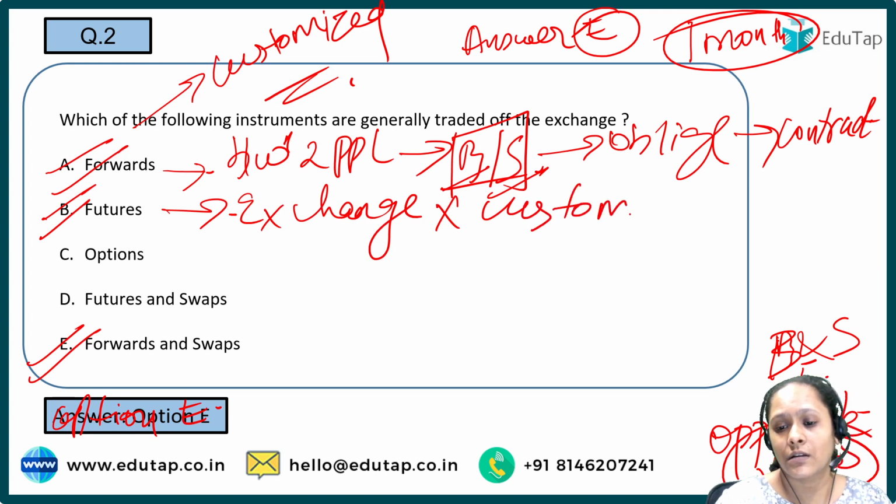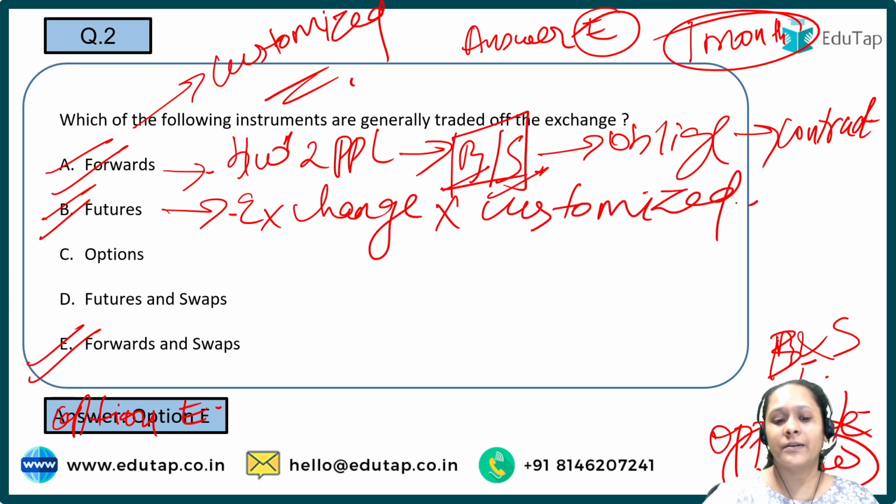ठीक है, इसका क्या मतलब है कि the exchange is going to decide the quantity, which is also known as the lot size of the derivative, the expiry date, the price, everything. So the forward contract and future contract में basic difference क्या है कि futures are exchange traded whereas forward contracts are OTC, over the counter traded.